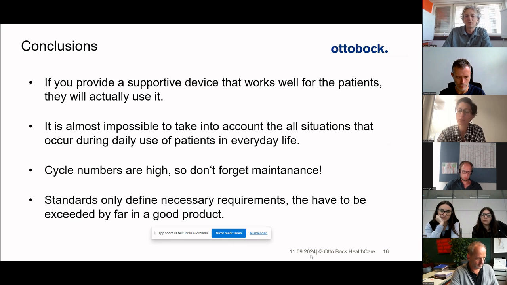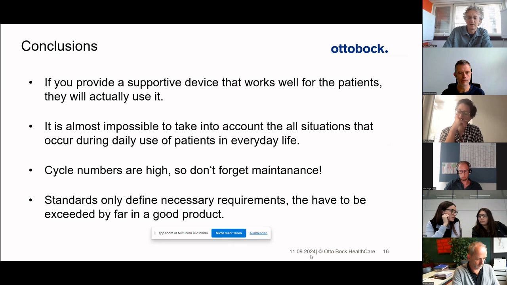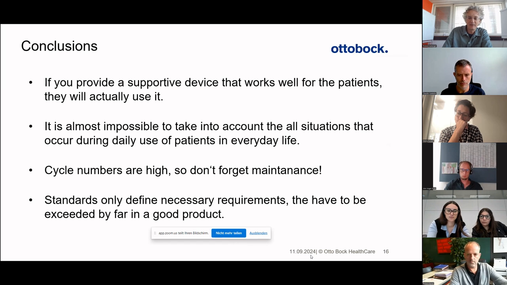And finally, a few words about standards. The standards only define necessary requirements that you have to meet to be able to market the product. If you have a successful product in the market, in my opinion, you have to be much, much better than the standards by far. For example, the minimum standard for ingress protection class for home use devices is IP22, which is a little proof against splash water and not dust proof at all.